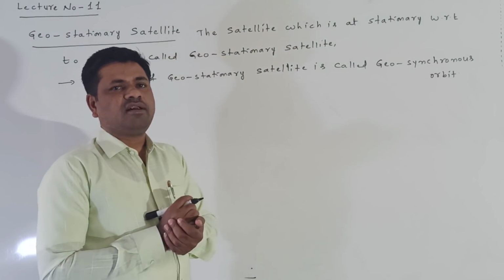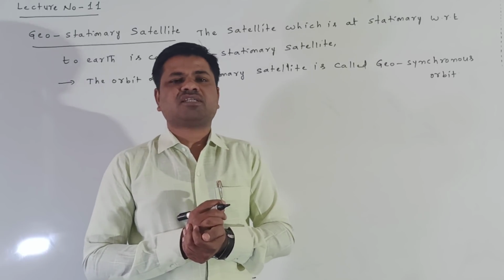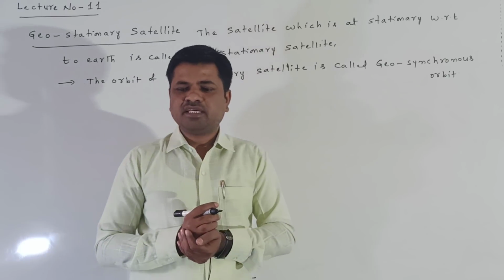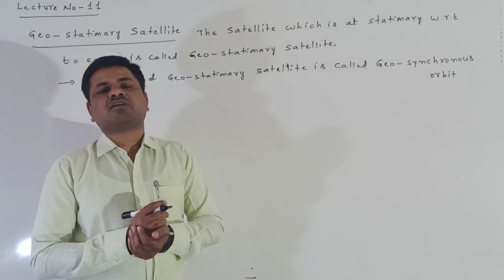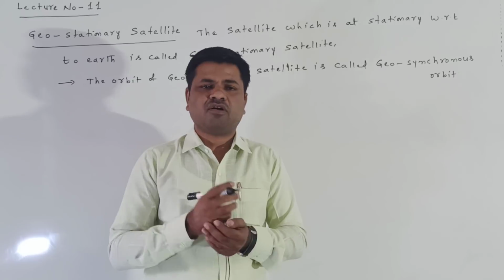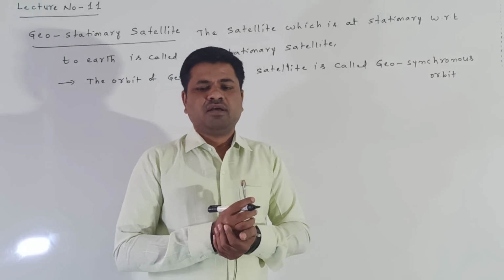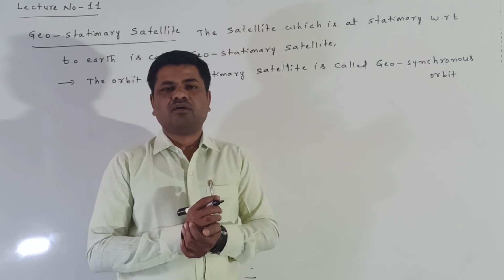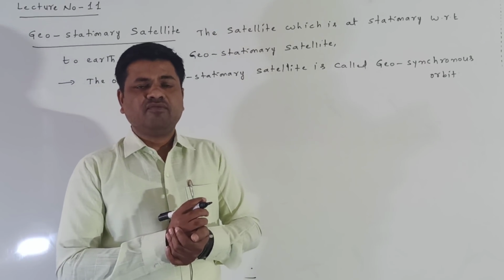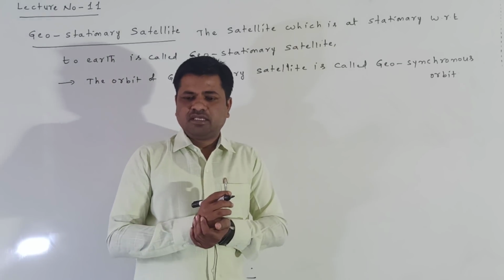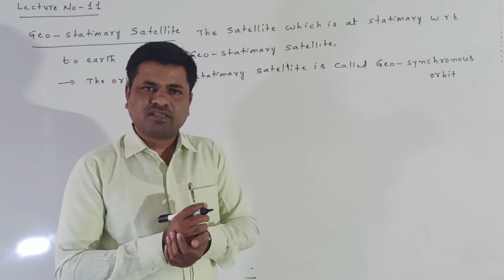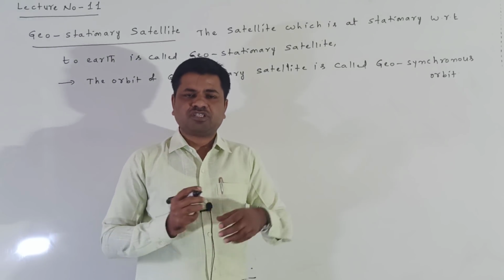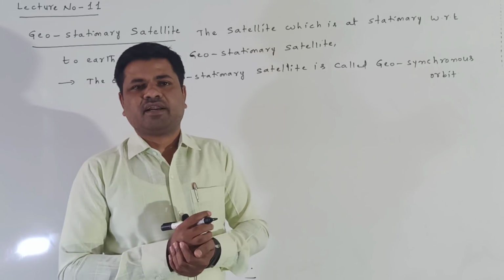That's the reason we say that the time period of a geostationary satellite is 24 hours. Why 24 hours? It is the time period of rotation of Earth, which is also 24 hours. Similarly, the time period of the geostationary satellite is also considered 24 hours.